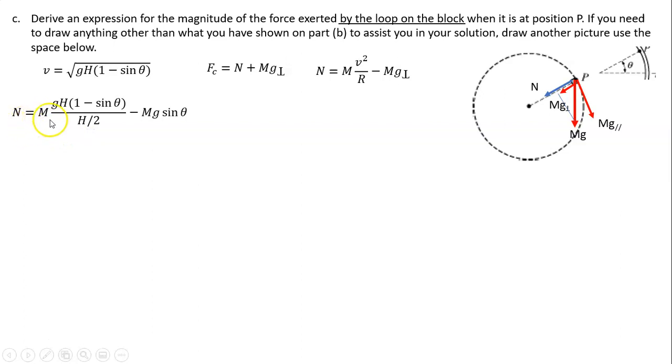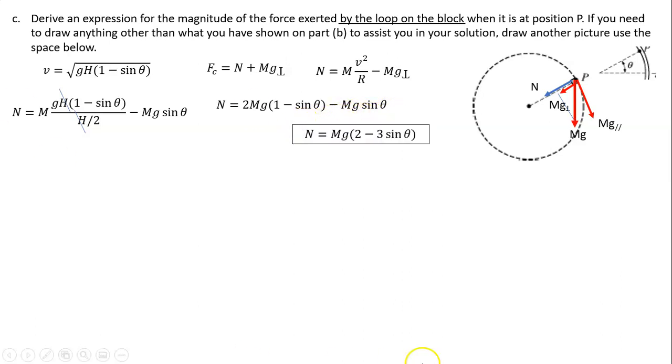So n equals mv squared over r, where v squared equals gh times 1 minus sine theta and r is h over 2, minus mg sine theta. Simplify this: h and h cancel, and when you divide by 1/2, you multiply by 2. So n becomes 2 mg times 1 minus sine theta, minus mg sine theta. Simplify this and you should have n equals mg times 2 minus 3 sine theta.